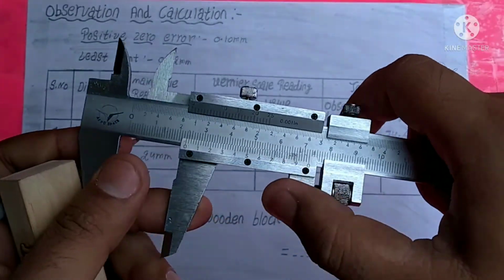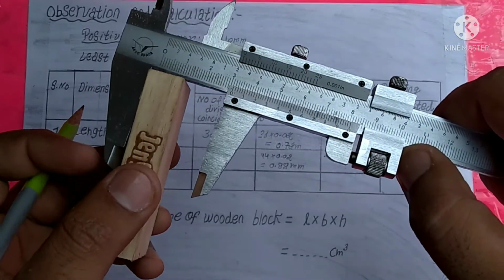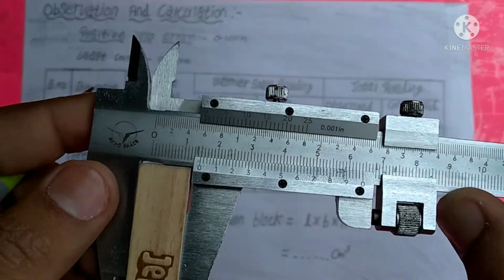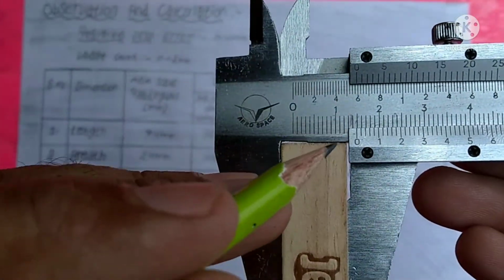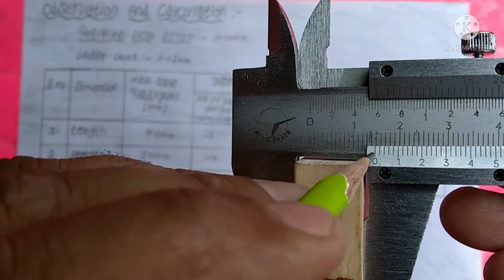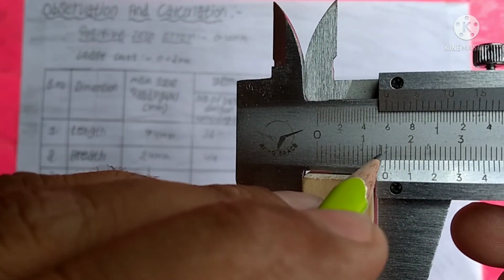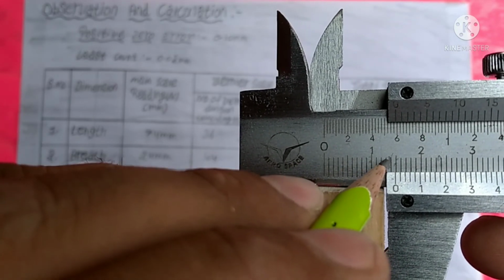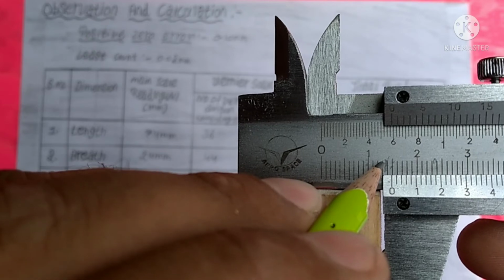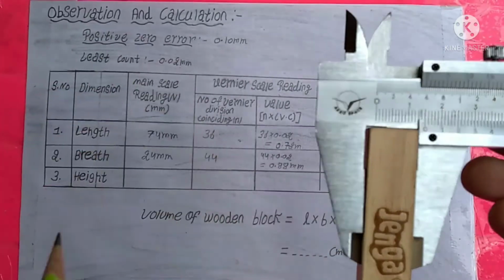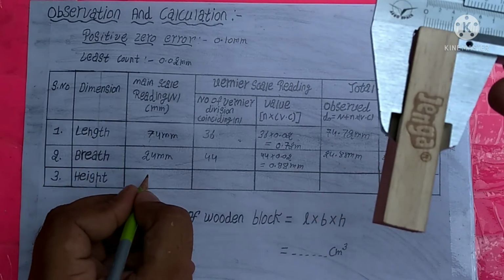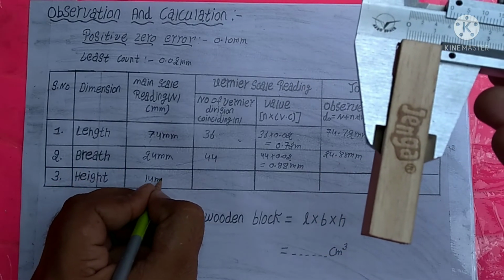So next calculate the height of this wooden block and place it in the same manner inside this lower jaw and look from here, and first note down the main scale reading. You can see our 0 division has again come between these two divisions, so always give preference to the first division. So from 0 to this division there are total 14 divisions, and now multiply it with the value of one division, 1 mm. So our main scale reading is 14 mm.